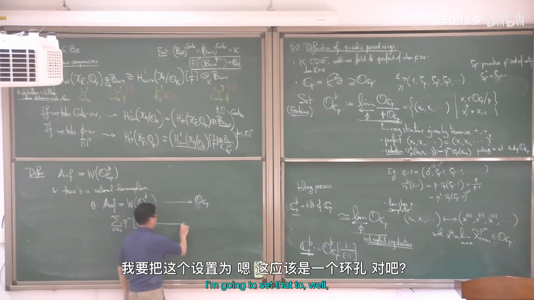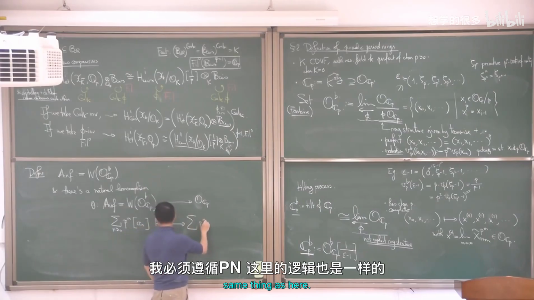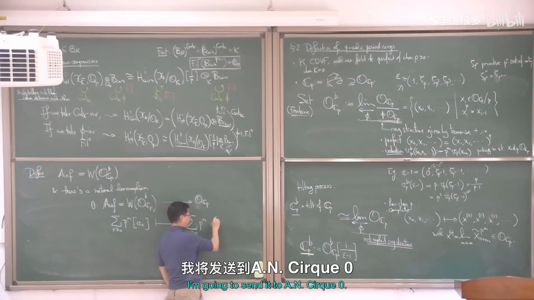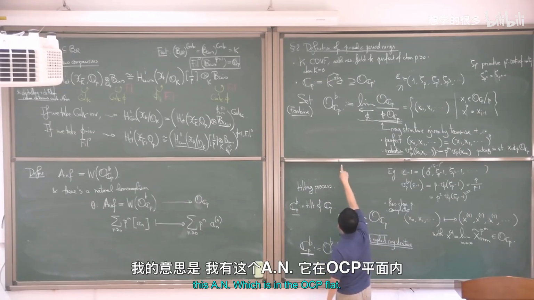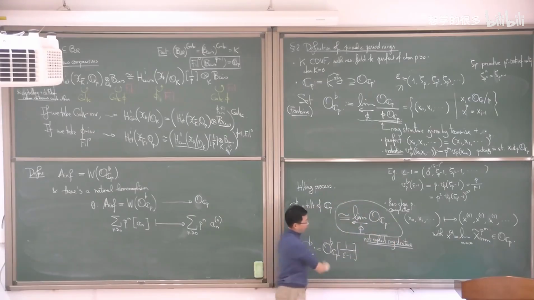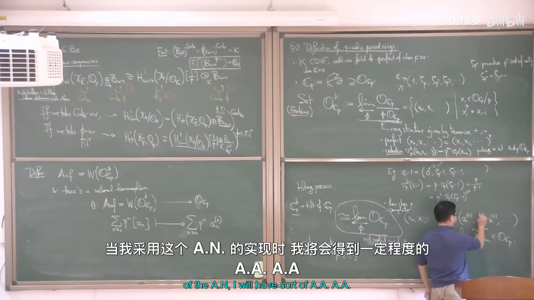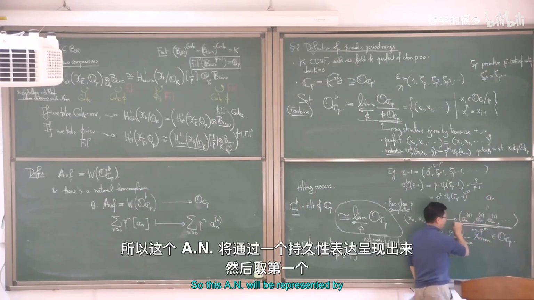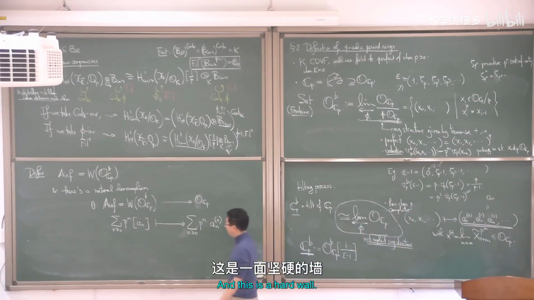I'm going to set that to, well, this is a ring homomorphism, right? So I have the p^n, same thing as here, but this a_n I'm going to send to a_n^(0). What I mean by this is that I have this a_n, which is in the O_{C_p} flat, so I want to take this realization of a_n. This a_n will be represented by an inverse system, and then taking the first one. And this is a homomorphism.